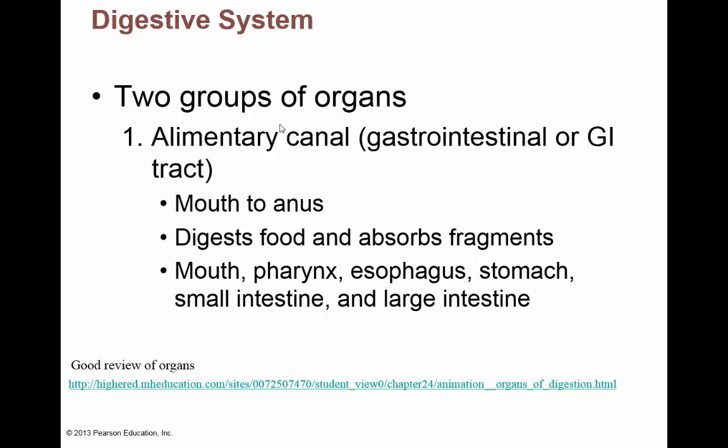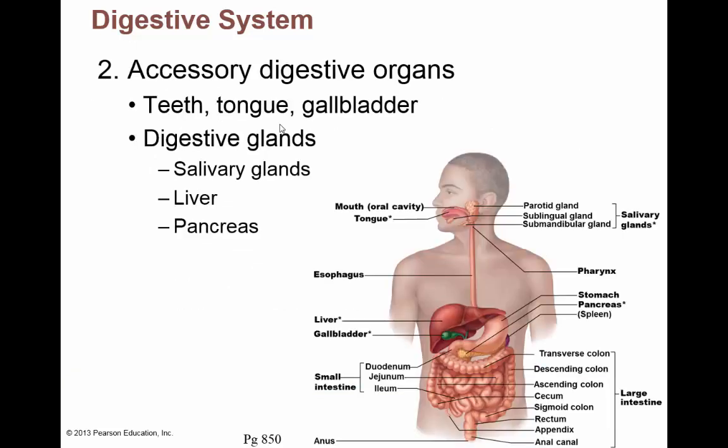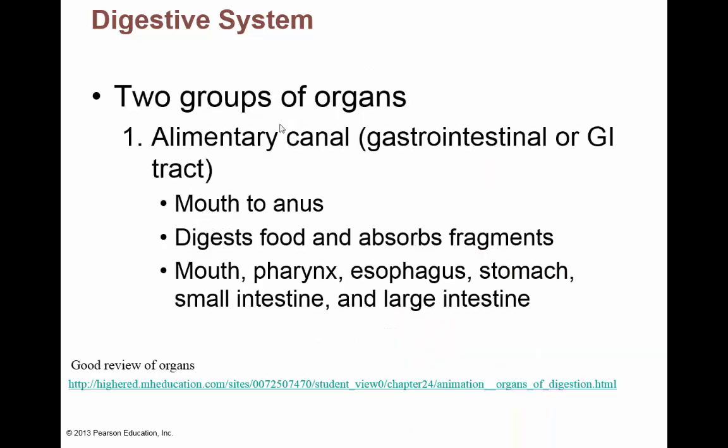The other group of organs, and I'll go back and watch that video, are the accessory digestive organs. Your teeth, your tongue, your gallbladder, and all the various digestive glands. Salivary glands, the liver's not really a gland. Yes, kind of, it secretes stuff. And the pancreas. They all aid in digestion by helping break the food down, with the food that's going to be in that gastrointestinal tract. So it's the actual tract itself and all the accessory organs.